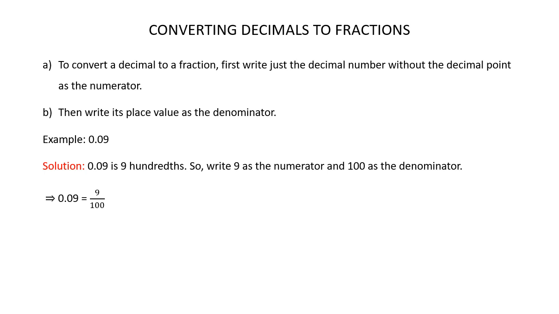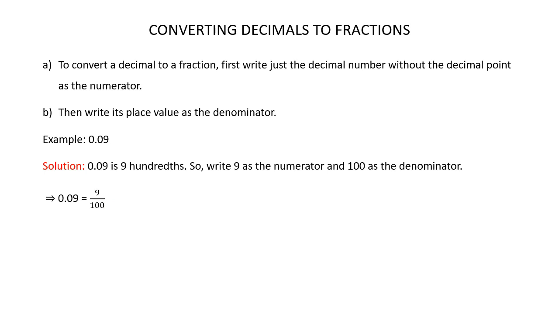Then write its place value as the denominator. Here 0.09 is 9 hundredths. So write 100 as the denominator. So 0.09 can be converted to its fraction and written as 9 by 100. 9 in the numerator and 100 in the denominator.